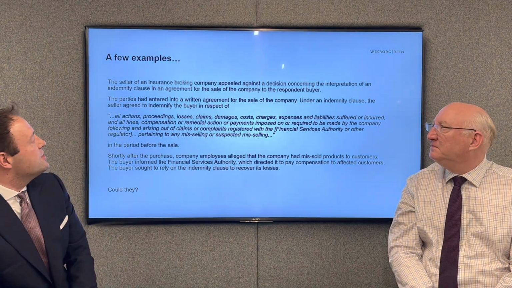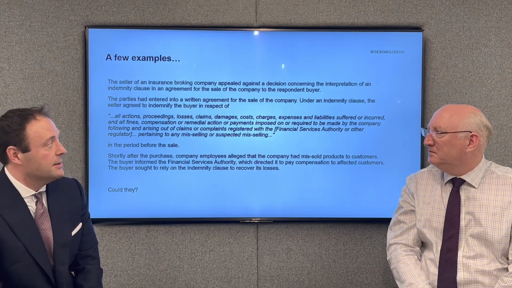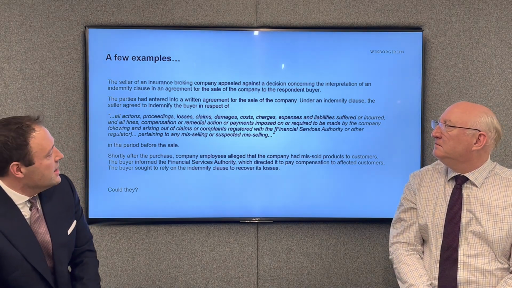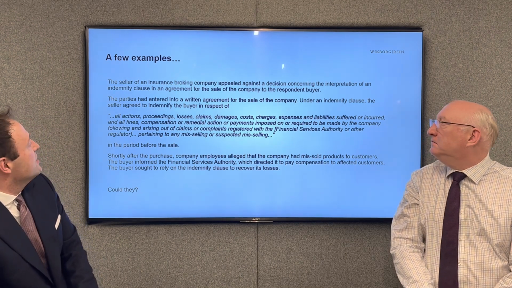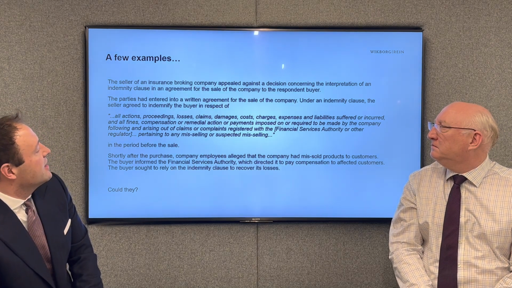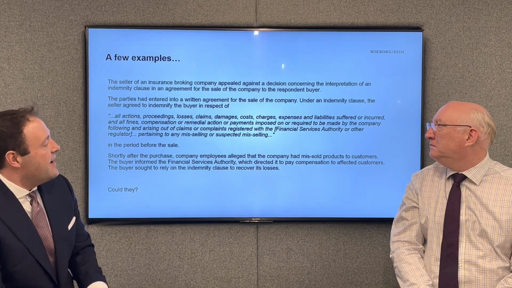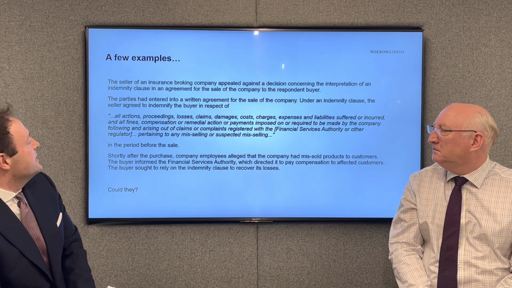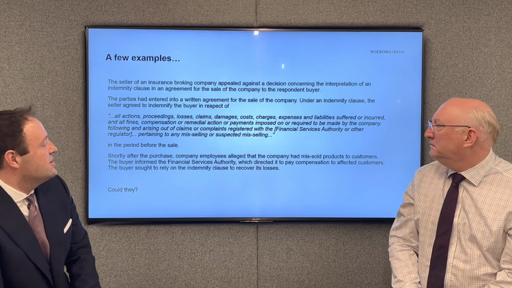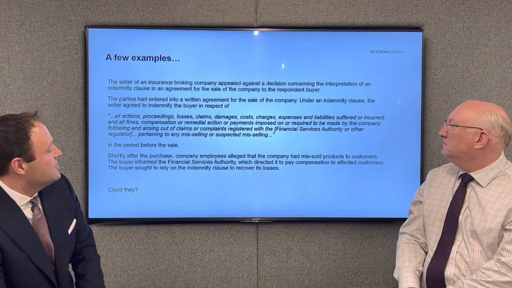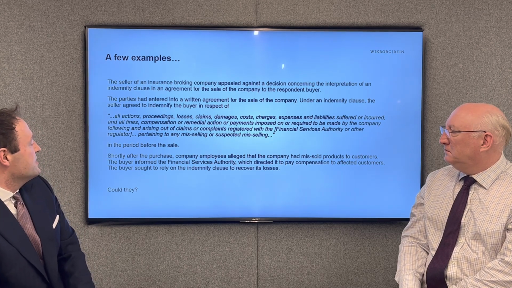Okay, so we turn to a few worked examples, and these examples are drawn from cases which came before the highest courts in the land in the last couple of years on contract interpretation. So, basic fact pattern: the seller of an insurance broking company appealed against a decision concerning the interpretation of an indemnity clause in an agreement for the sale of the company to the respondent buyer. The parties had entered into a written agreement for the sale of the company. Under a fairly standard indemnity clause, the seller agreed to indemnify the buyer in respect of various claims, damages, costs, charges, expenses, claims or complaints registered with the Financial Services Authority or other regulator pertaining to any mis-selling or suspected mis-selling in the period before the sale.